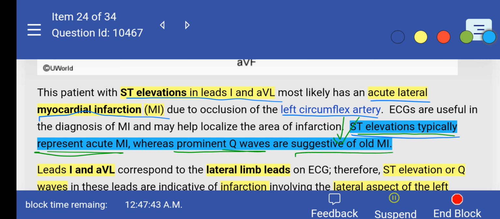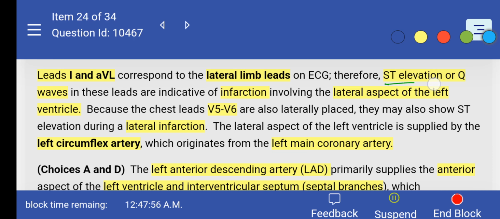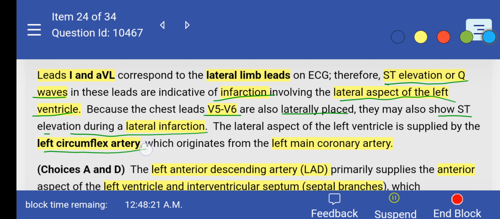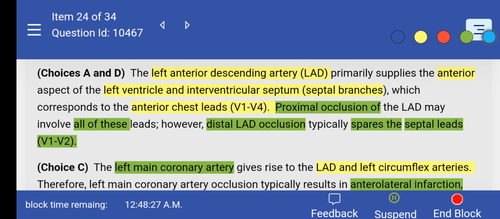Okay, this is important. Leads 1 and AVL correspond to the lateral limb leads on ECG. Therefore, ST elevation or Q waves in these leads are indicative of infarction involving the lateral aspect of the left ventricle. This is important because the chest leads V5, V6 are also laterally placed, right? They may also show ST elevation during a lateral infarction, right? As I said, the lateral aspect of the left ventricle is supplied by the left circumflex artery, which originates from the left main coronary artery, right? Why not options D and A?